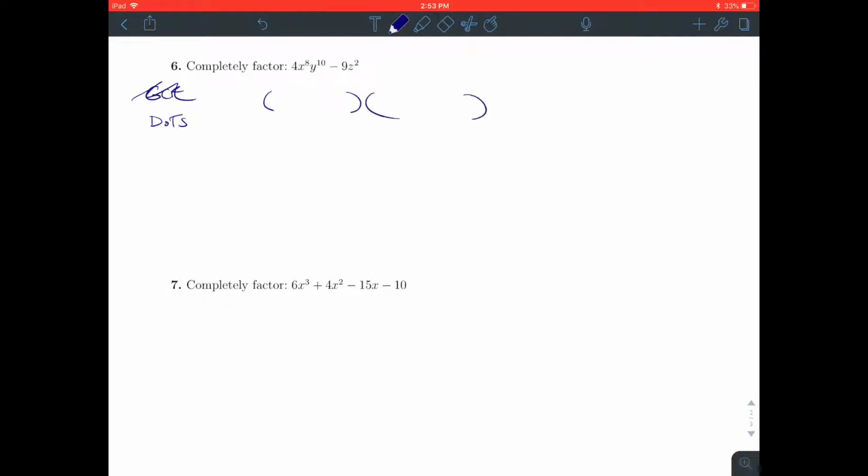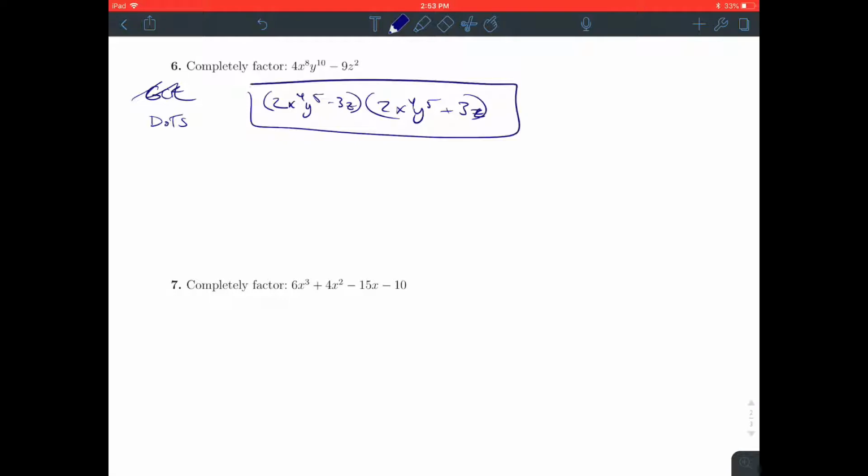Alright, so we set it up. 2 times 2 is 4, x to the 4th times x to the 4th is x to the 8th, y to the 5th times y to the 5th is y to the 10th, minus 3z times positive 3z gives us negative 9z squared.